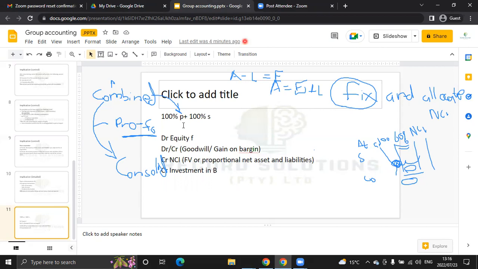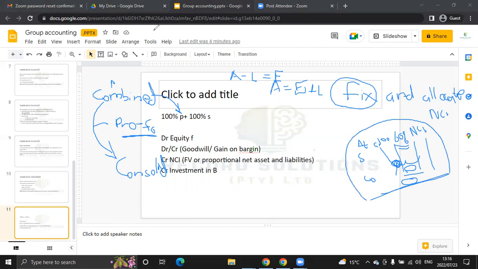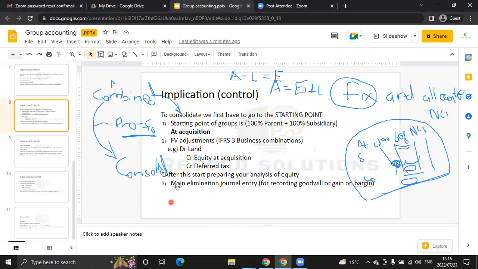But I will go into detail in other sessions, but that's how you do it in the analysis of equity. So that's at acquisition. So we are done with at acquisition. Those are the only at acquisition pro forma journal entries.